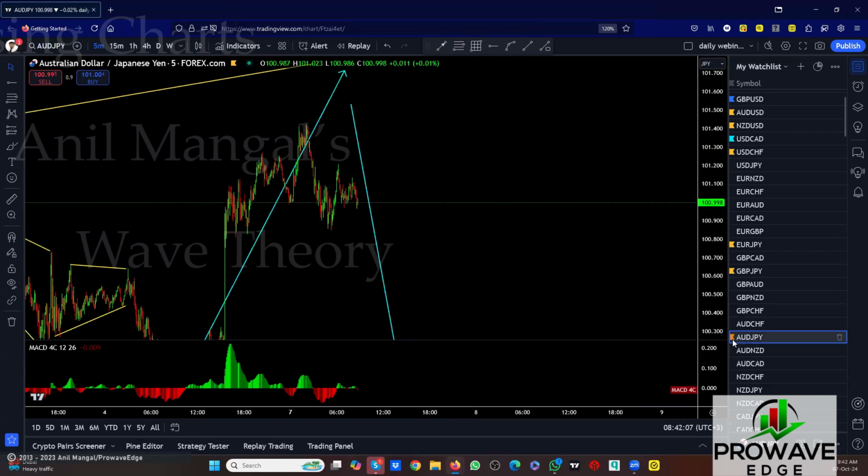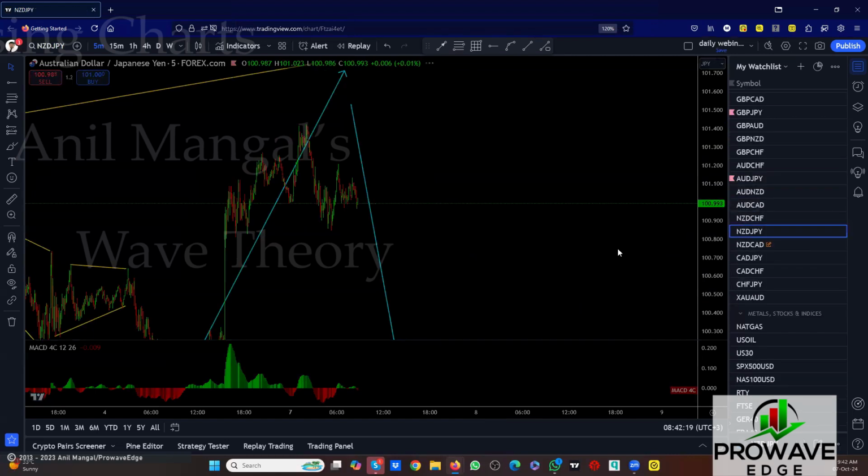So we'd look for a sell setup here. This one is not ready. So it's more of a sell setup. I think all of them will be sell setups, not sells, if they're not ready as yet. And let's go with New Zealand yen.